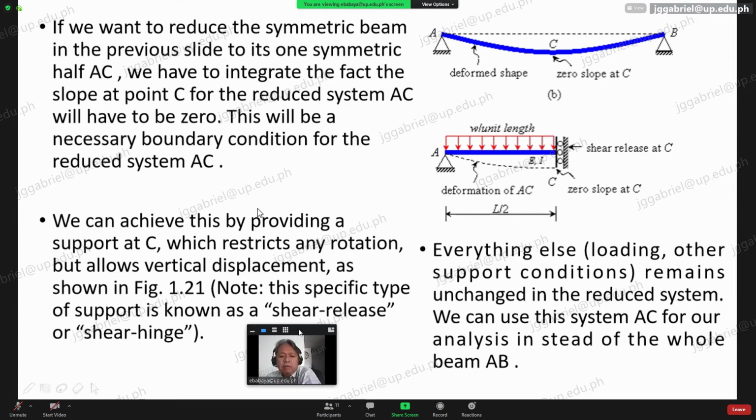Okay, we can achieve this, sorry, by providing a support at C, which restricts any rotation but allows vertical displacement, as shown in Figure 1.21. So everything else remains unchanged in the reduced system. We can use the system AC for our analysis instead of the whole beam. So the left side lang ang i-analyze mo.